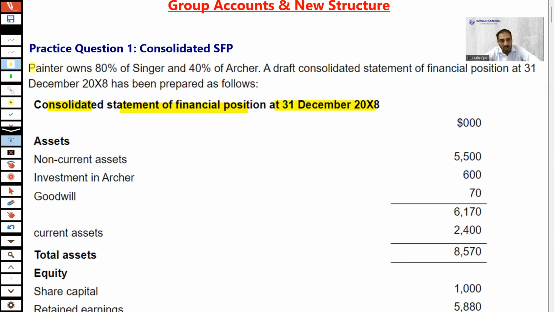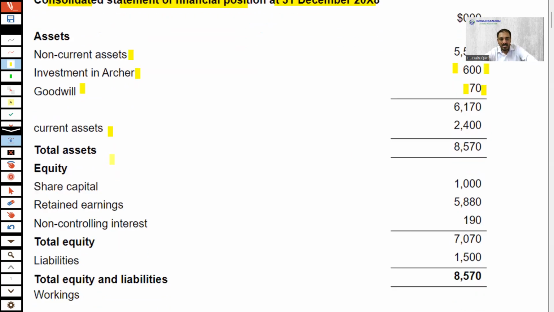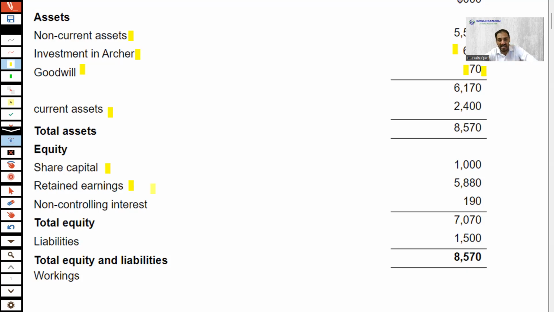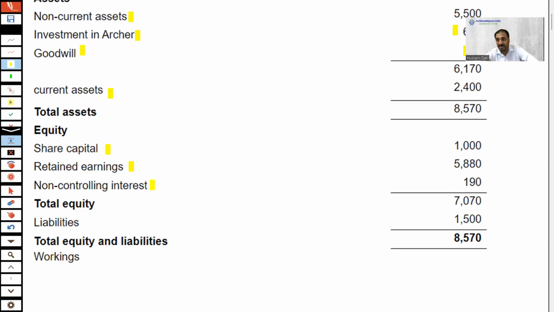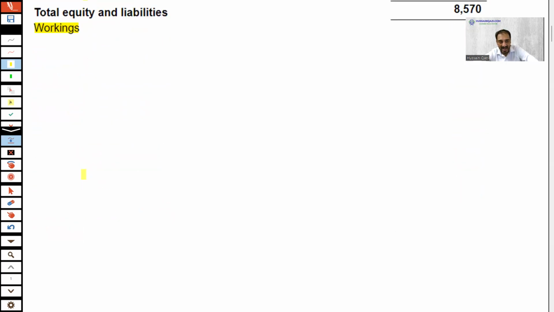Let's read the question. Painter owns 80% of Singer and 40% of Archer. So 80% is the subsidiary, 40% is the associate. A draft consolidated statement of financial position for 31st December X8 has been prepared as follows. These are consolidated accounts: non-current assets, investment in Archer, that's the associate, goodwill 70, current assets, share capital, consolidated retained earnings, non-controlling interest with respect to the subsidiary, liabilities, and this shows the working.